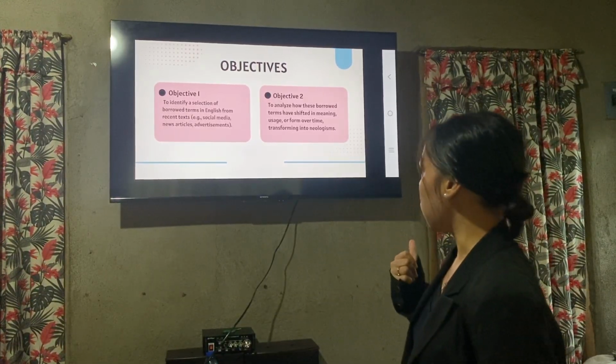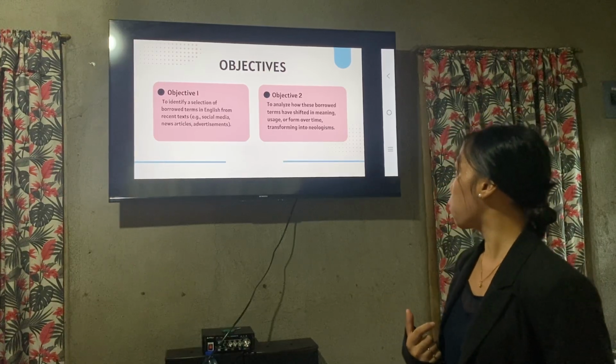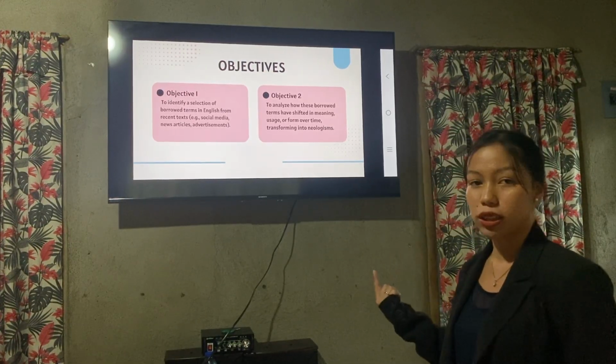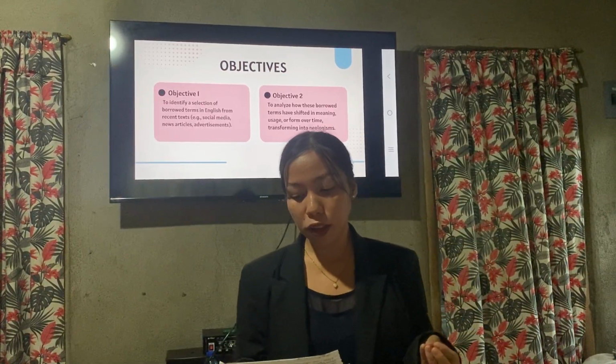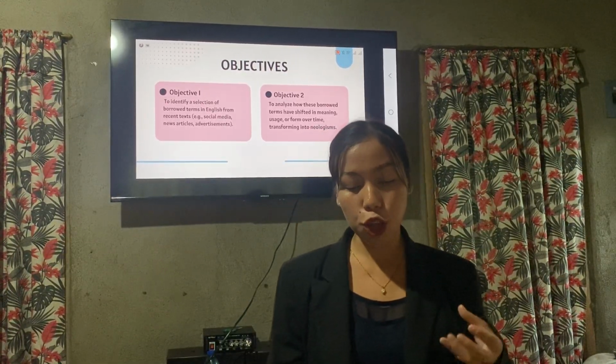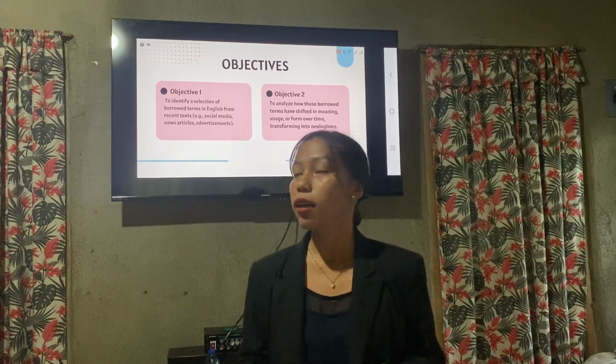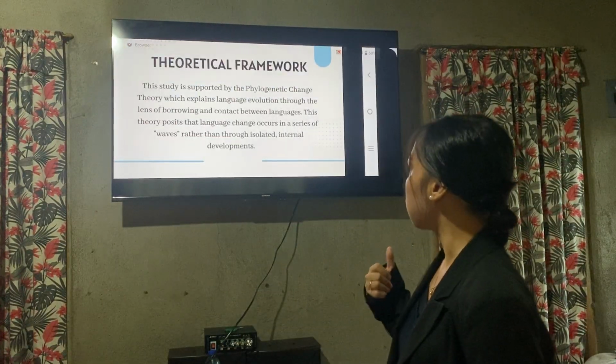Next is objective 2, to analyze how these borrowed terms have shifted in meaning. This emphasizes how the meaning and the usage of these borrowed words can change as they become integrated. Next is objective 3.